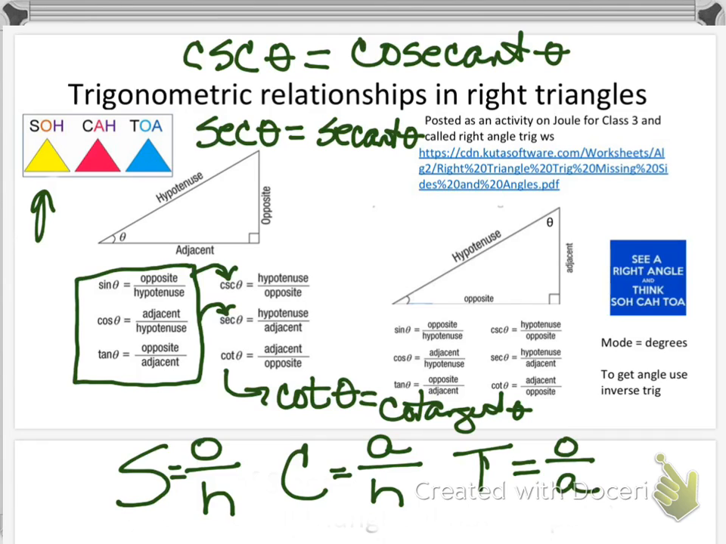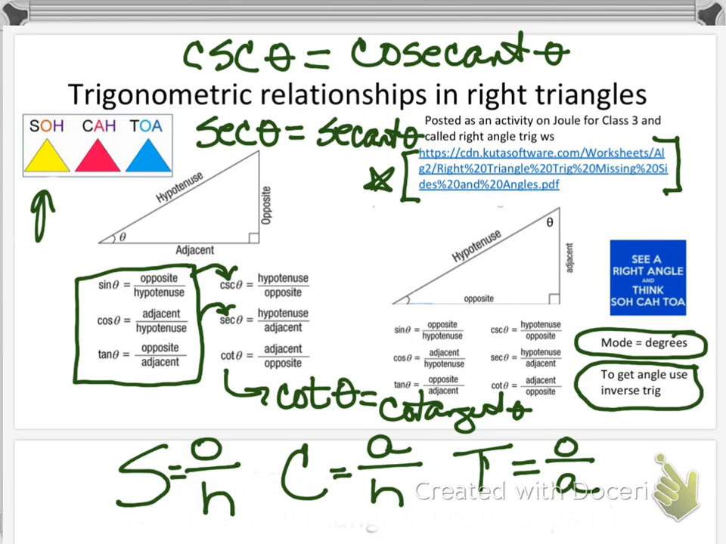When we do this section, your mode will be in degrees. And I'm going to just say in passing, if we want to get an angle, we're going to use something called inverse trig. There is an activity posted which you are to do. I also posted the answer key with it, so that's going to be a good review. We are going to do a couple of slides right now practicing this together. On the next slide we will do that.